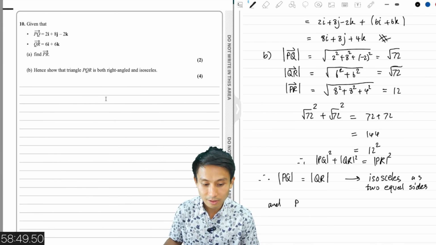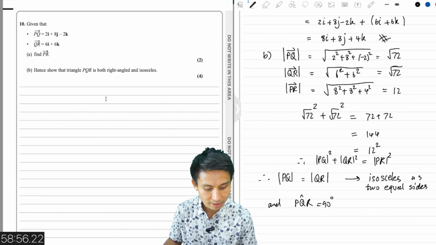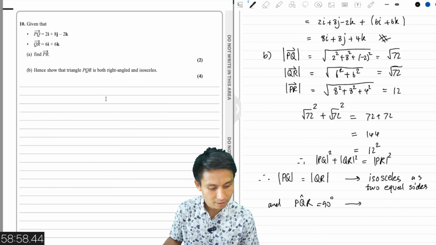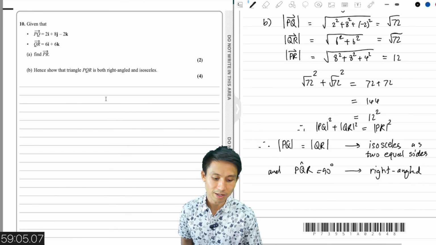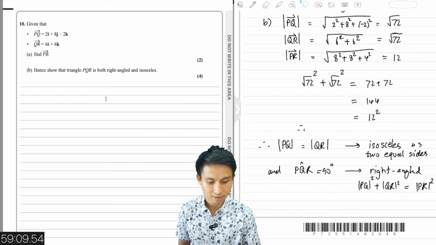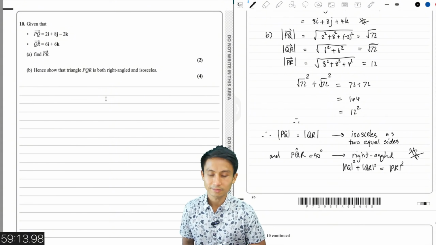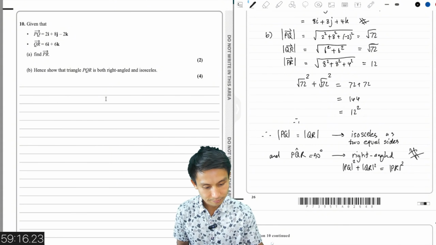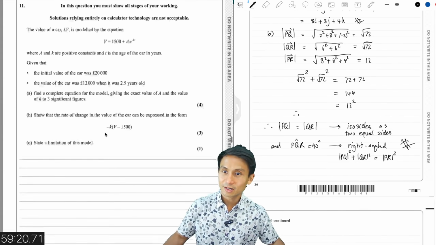And angle PQR equals 90. Yeah, this is a right angle, since Pythagoras works. Right? So, yeah, I proved it. Okay. That's done. All right, so number 10 is done. Number 11.